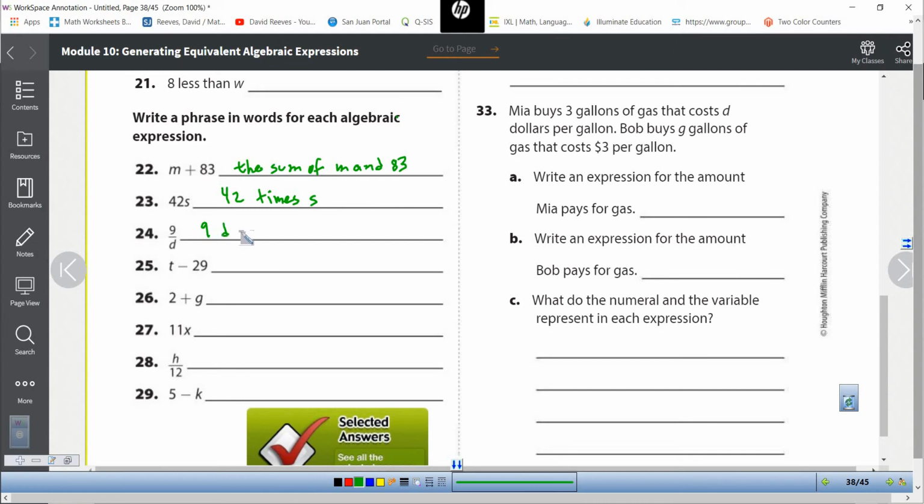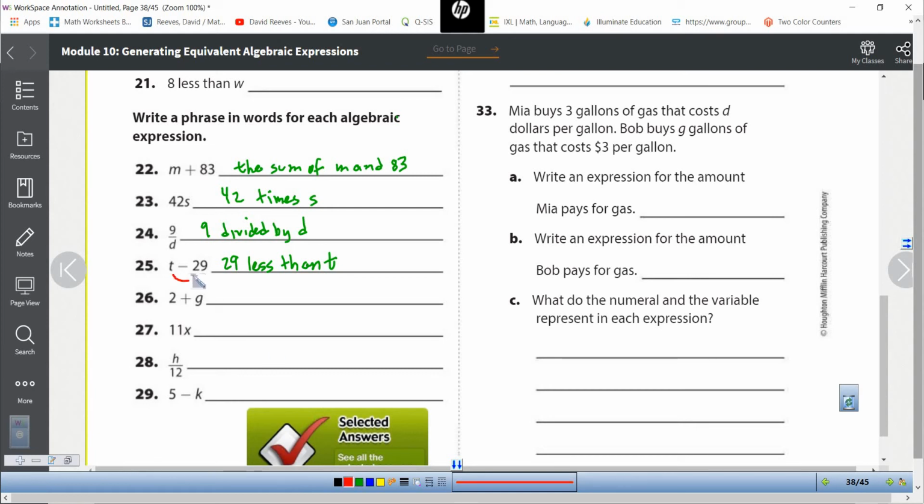All right. 9 divided by D, or we could say the quotient of 9 and D. All right, this one could be T minus 29, but I'm going to go back to that phrase I've been trying to get you to understand. 29 less than T. Do you see how they switched? 29 less than T.